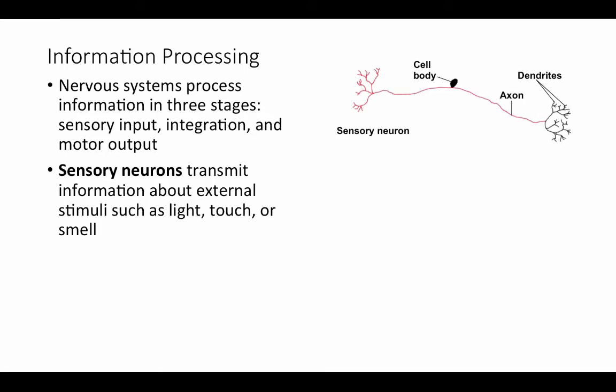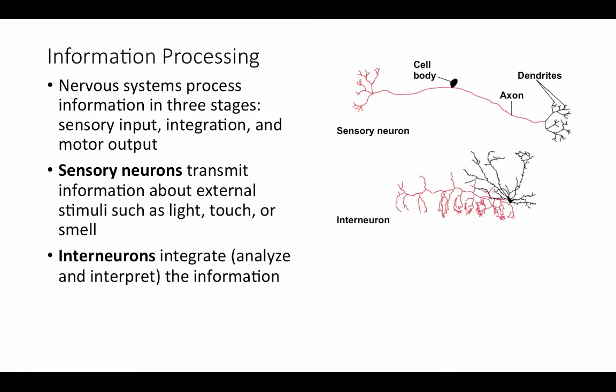So sensory neurons are going to transmit information about external stimuli such as light, touch, smell, any of the senses that we use. This is an example of a sensory neuron. They're a little bit unusual in that the cell bodies are located somewhere along the axon rather than being in between the dendrites and the axon.